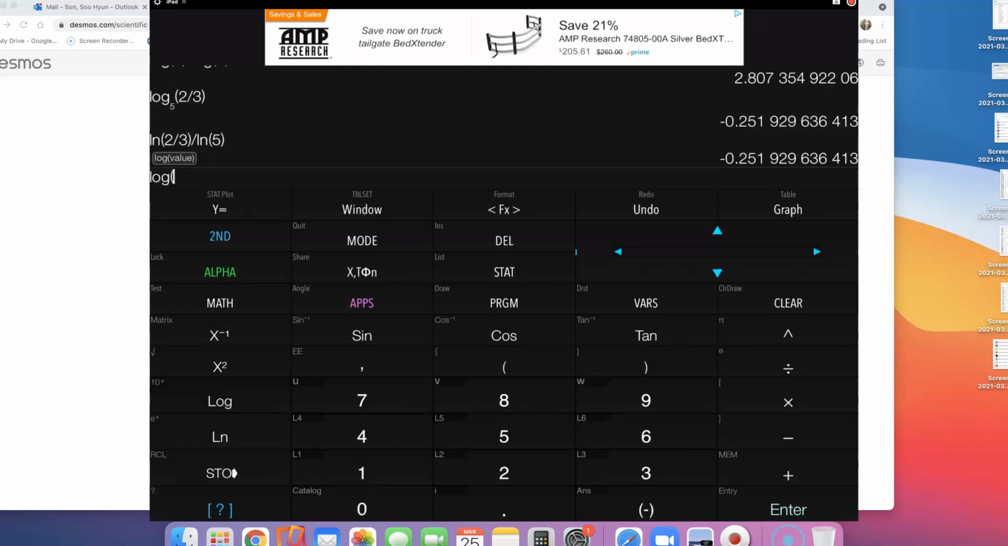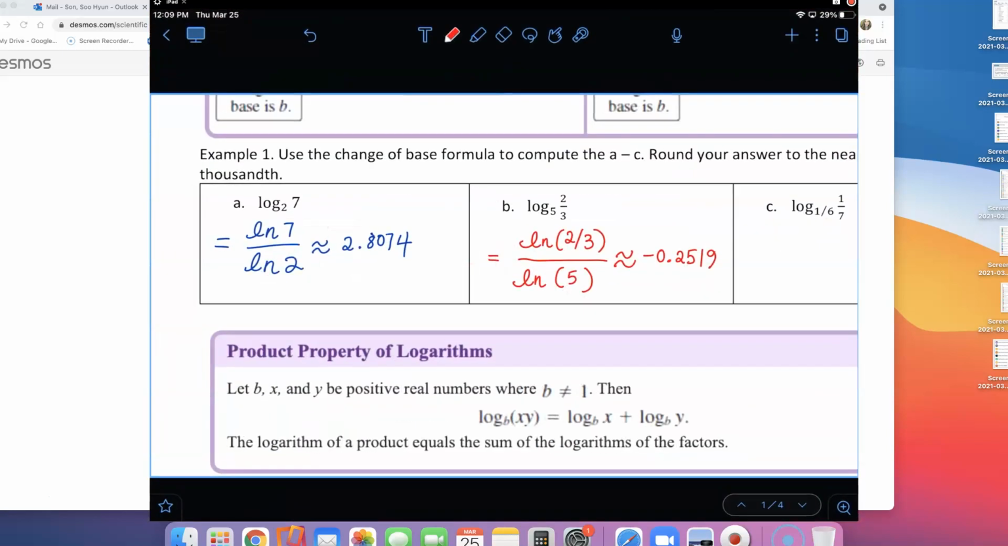Or I can also do a common log of 2/3 divided by common log of 5, but you should not mix and match, okay? If you're going to go with natural log, go with natural log. You cannot do natural log on top of the fraction and common log in the bottom of the fraction. You must keep the same one. But I showed you 2 examples. I hope you are okay with these so far.